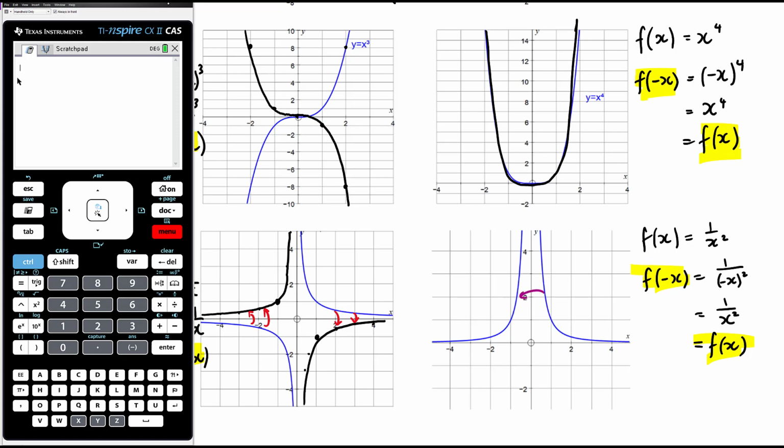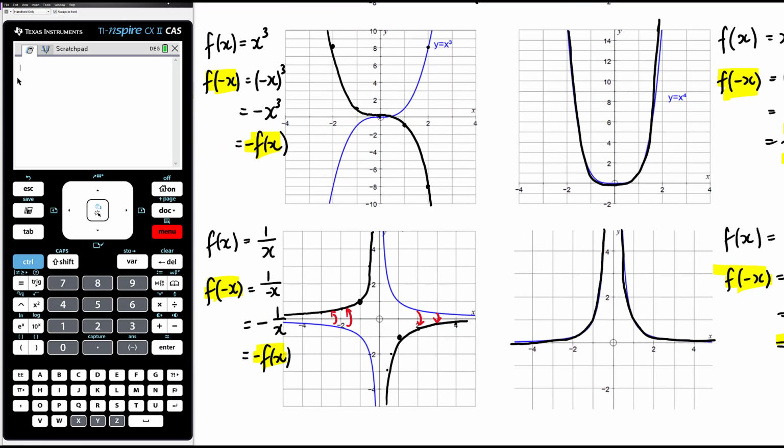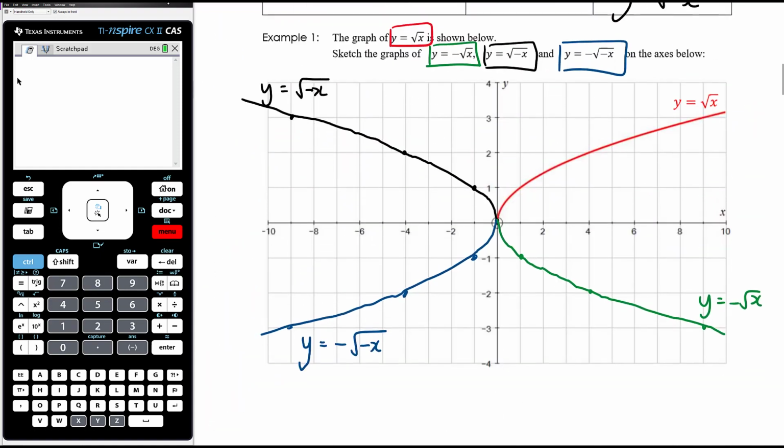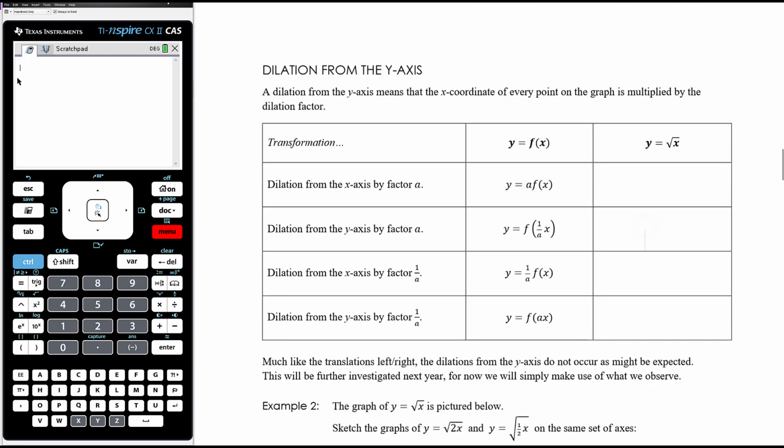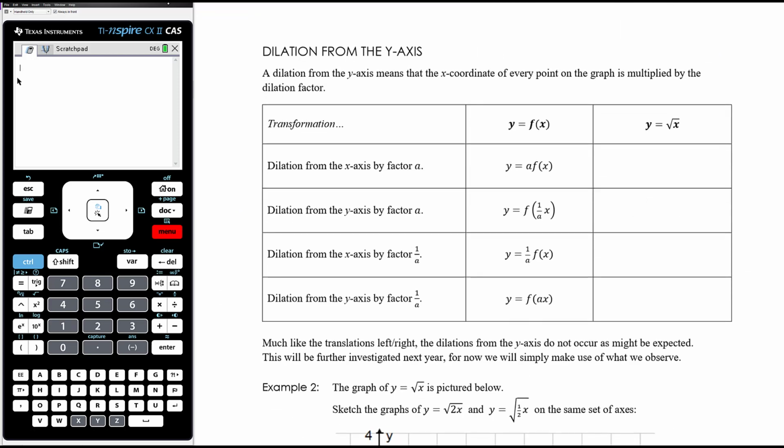And we can see that graphically as well. If you reflect all of these points in the y-axis, you're going to get exactly the same graph because it is a graph shape that is symmetric about the y-axis. Okay, so that's why we haven't talked about it before now. But for the square root graph, we see that when we reflect in the y-axis we don't get the original function, and it's not the same as when we reflect in the x-axis, so it's something new and separate that we have to be able to think about. The second transformation we have to add in is dilation from the y-axis.